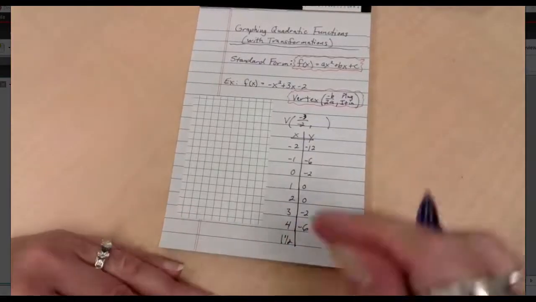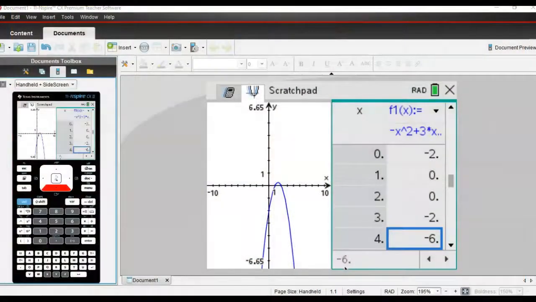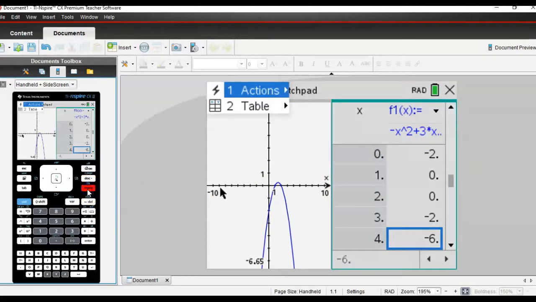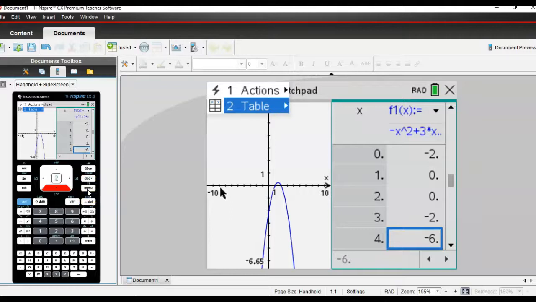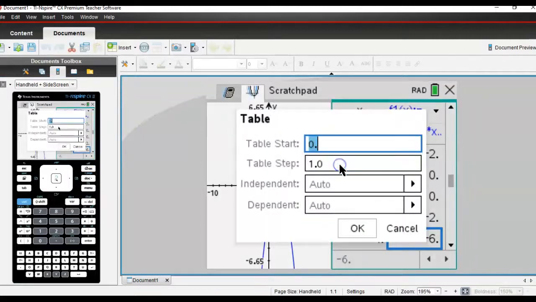I'd like to know what's happening there. Can I ask my calculator that question? Yeah, actually I can. Again, jumping back over here for a second. If you work with your table settings, so we have the table boxes highlighted right now. If we go to menu, everything fun and exciting is in the menu, and we can go to our table and select edit table settings. Right now it's starting at 0. I'm okay with it starting at 0, but it says it's counting by ones. And if I have a vertex at 1.5, maybe I would like this to count by halves instead. So I can change that if I want.